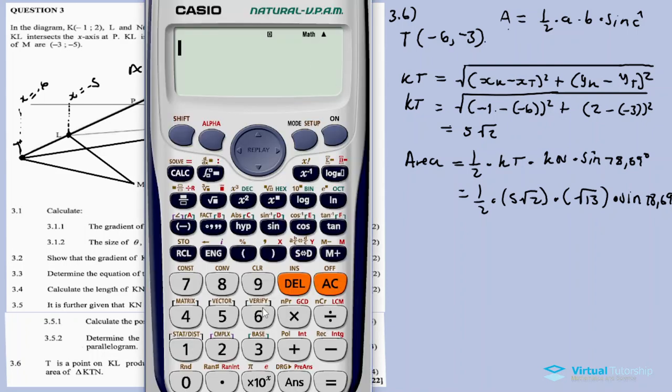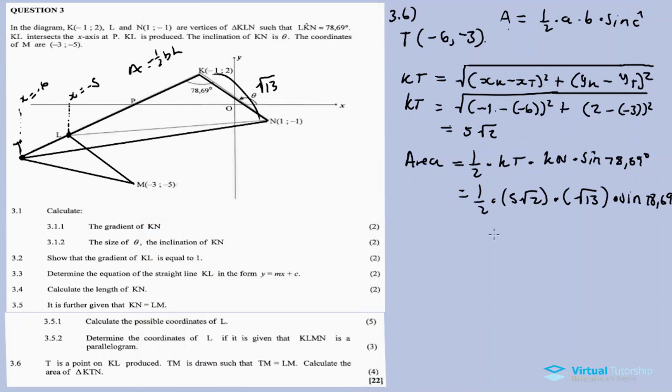They said within how many decimal places? It turns out 2 decimal places. So now it's 5 square root 2 close bracket, and then square root 13 close bracket times sine 78.69. Answer is 12.50 square units.